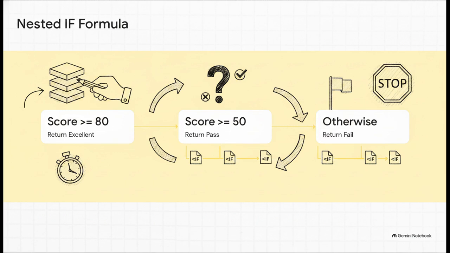Excel tests these conditions sequentially, from left to right. It starts at step 1. Is the score 80 or higher? If yes, it prints excellent, and boom, it immediately stops. If no, it moves on to step 2. Okay, is it 50 or higher? If yes, it prints pass, and it stops. If it fails that one too, it finally falls back to step 3, fail. The absolutely crucial takeaway here: Excel stops checking the very second it hits the first true condition.